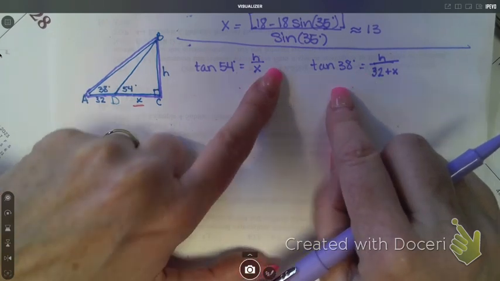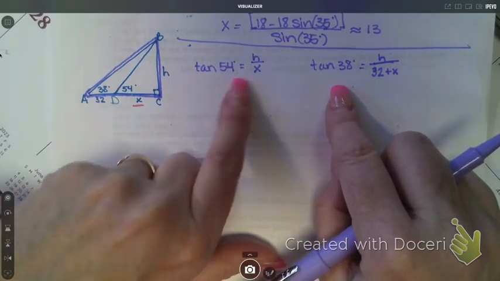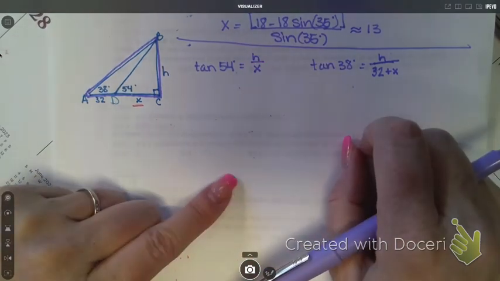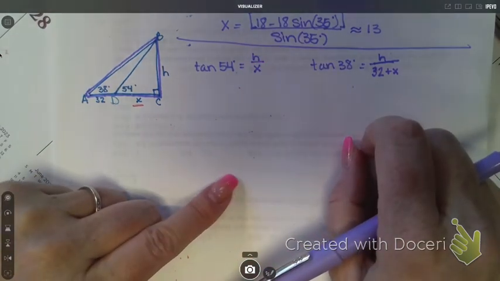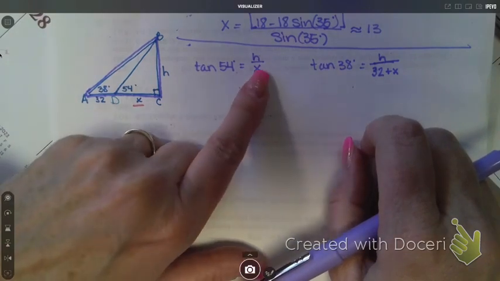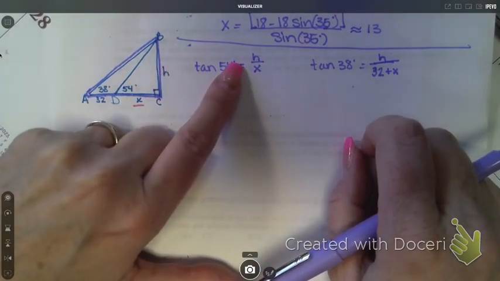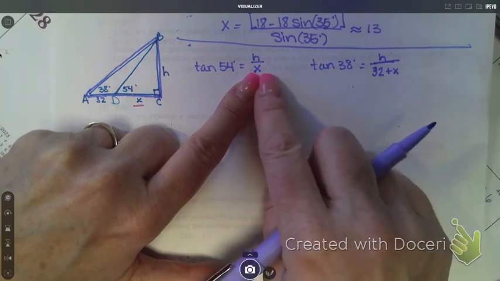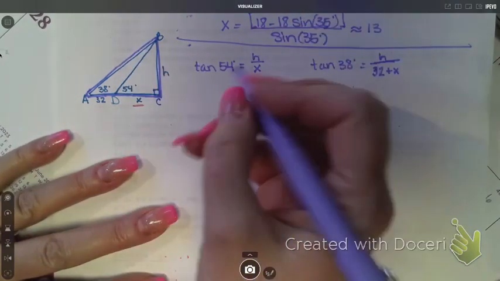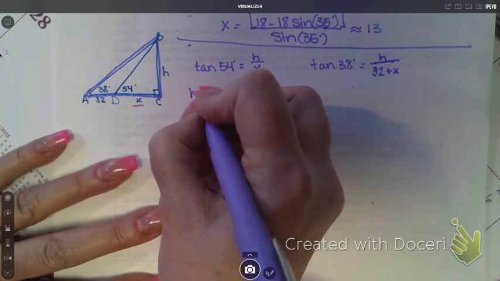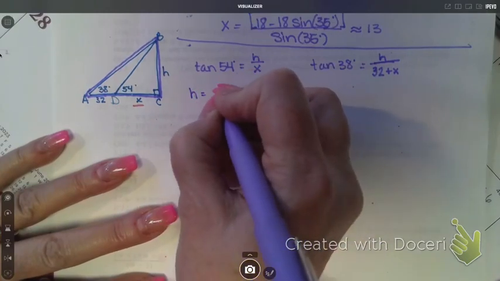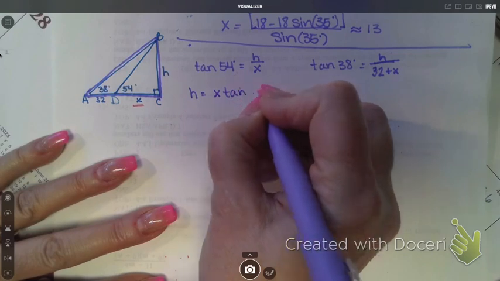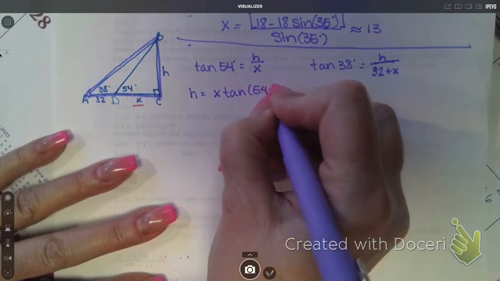Okay, so how would I solve this for h? Multiply both sides by x. The same thing you'd have to do if you were solving for x, correct? Because you've got to get the denominator out of there. So multiply both sides by x. So I get h equals x tangent of 54.